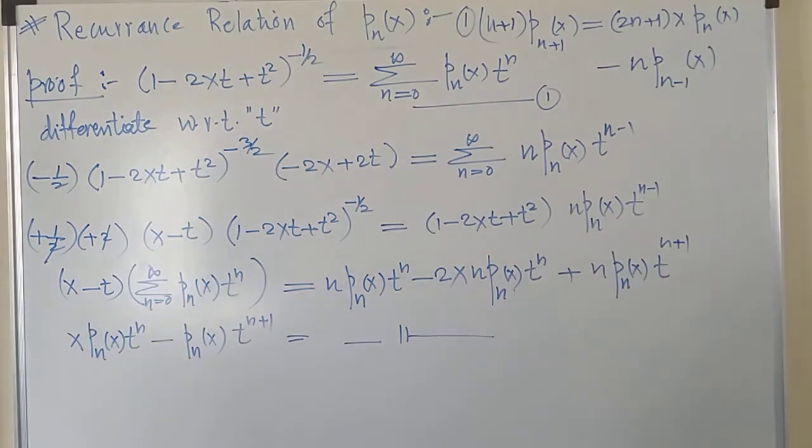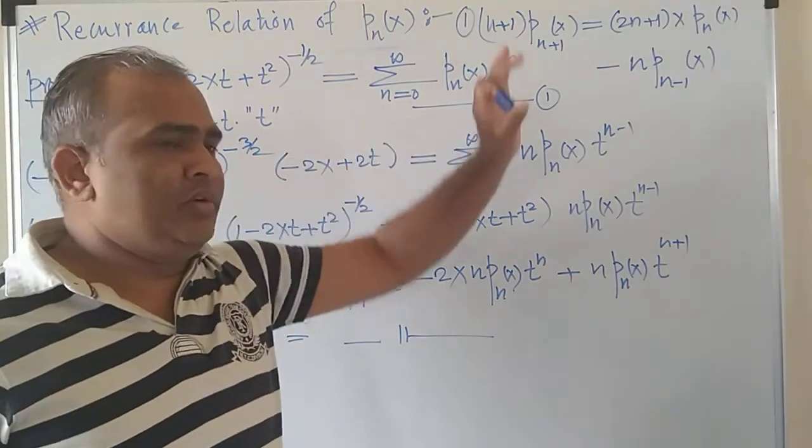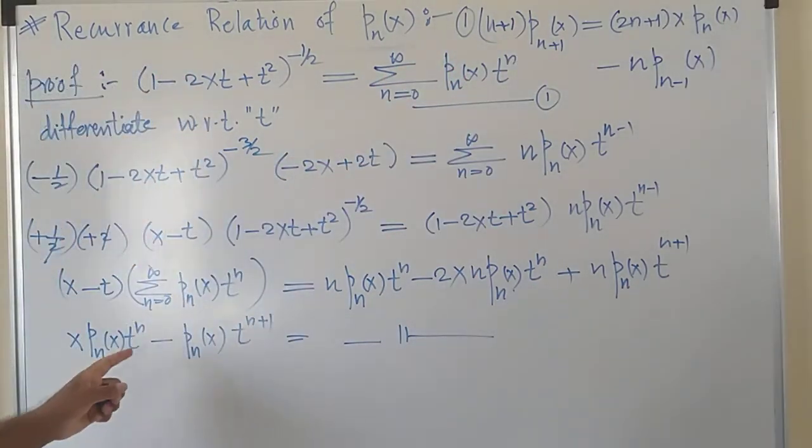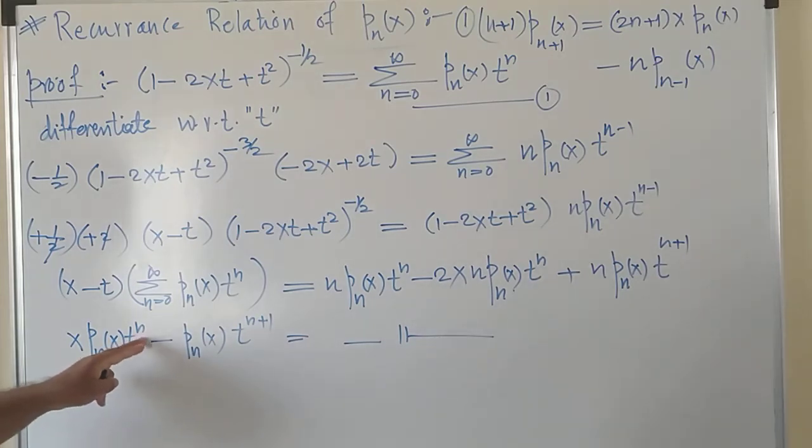Now observe your original recurrence relation, that is having n plus 1 Pn plus 1 of x. Nowhere you can find t and its powers, so we have to eliminate t and its powers. Now to eliminate t and its powers, let us make t raised to power common.